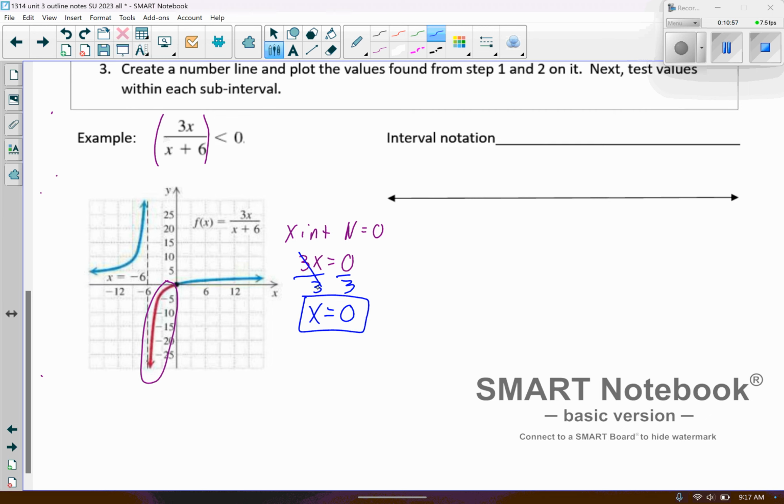So that's my x-intercept. Is it included? No. False. Because if you plug that in, you'll get 0 is less than 0, which is false. 0 is not less than 0, right? So that would be false.